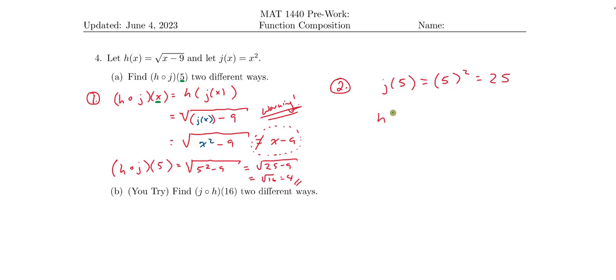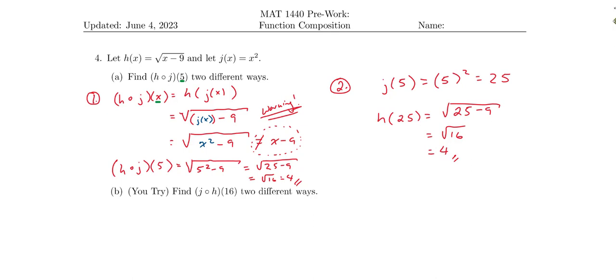Then I'm going to compute h of 25, which is equal to the square root of 25 minus 9. And when I do so, that gives me the square root of 16, which is 4. Notice in the end, I arrived at the same answer, either method.